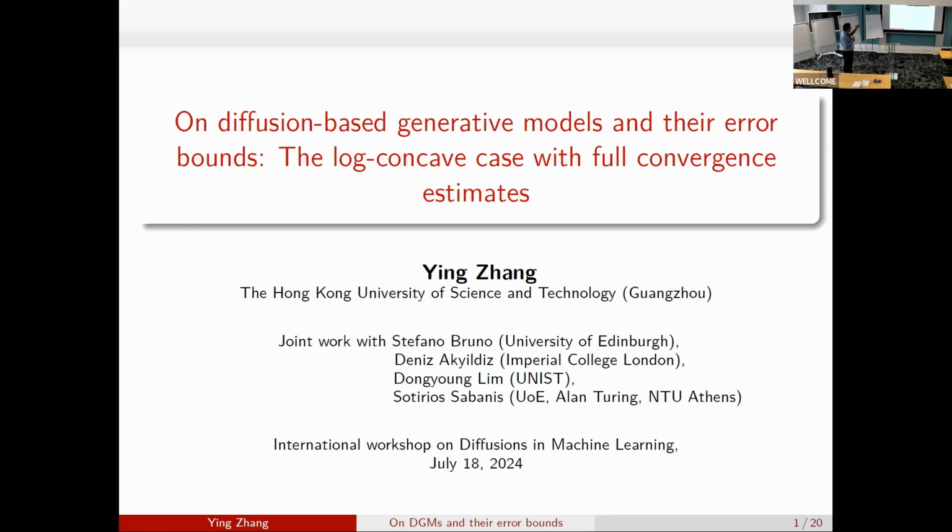It is about diffusion-based generative models. We have the log-concave case here, but we have some interesting calculations when it comes to numerics and some explicit estimations for both optimization and sampling. Okay, so Ying, the floor is yours.